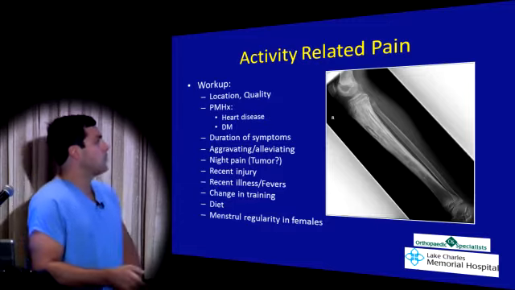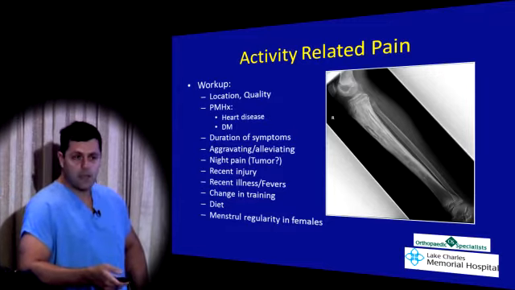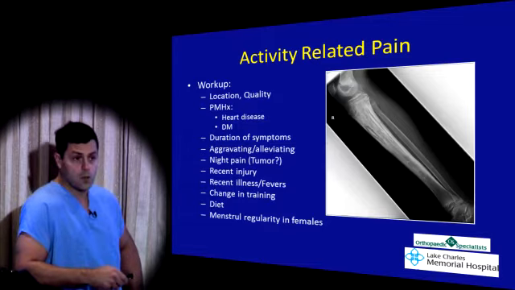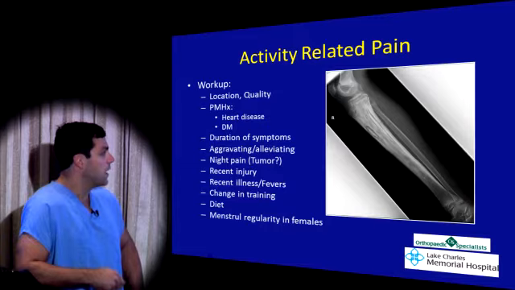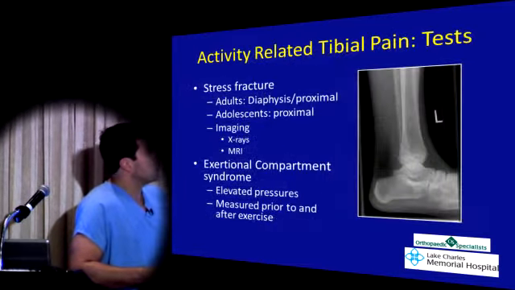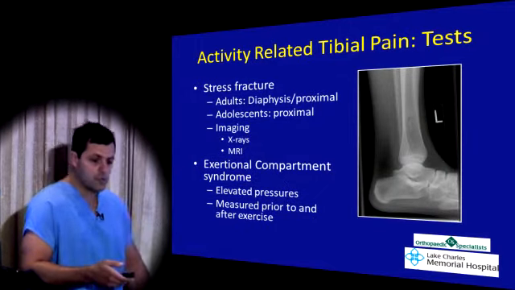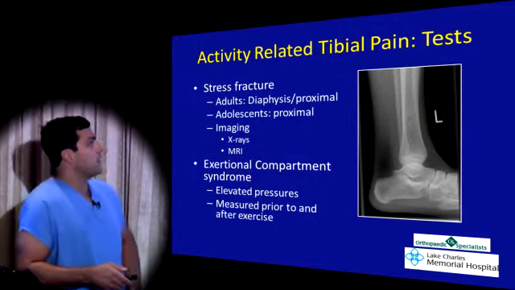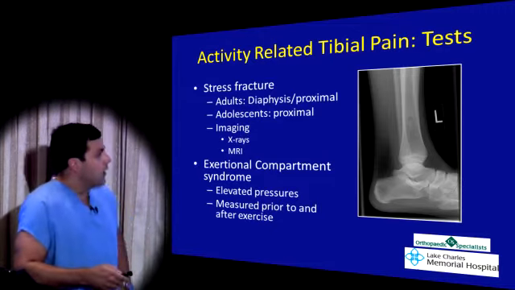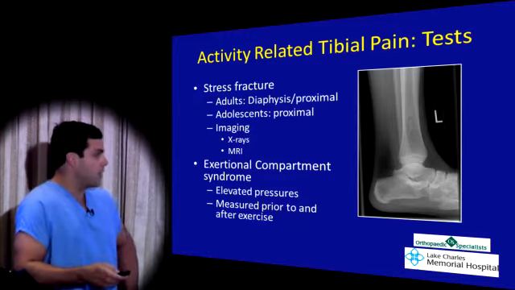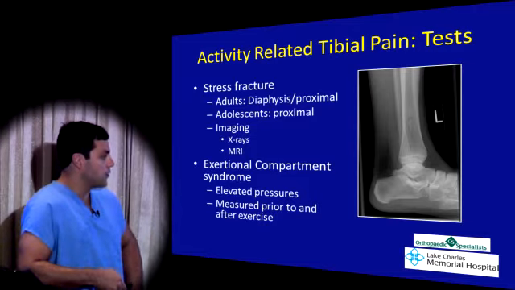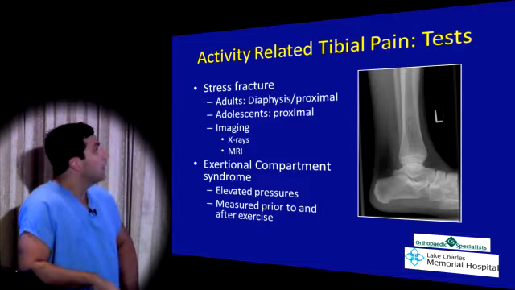So duration of symptoms, aggravating and relieving symptoms, pain. Night pain is indicative of something worse, tumors. This could have been a tumor. We did obviously send pathology for that. Change in training, diet, all the same things here. So stress fracture, usually in adults it's the diaphysis, usually proximal in the tibia. In adolescents, it's almost always proximal, but again, in adults it can be lower. Imaging, x-rays first, then MRI. If you have exertional compartment syndrome, I think I talked about that, you measure pressures prior to and after exercise.